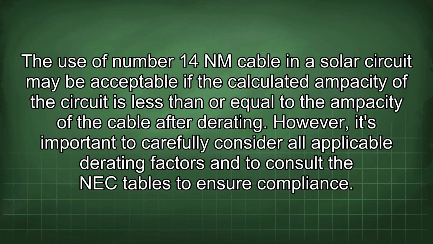The use of number 14 NM cable in a solar circuit may be acceptable if the calculated ampacity of the circuit is less than or equal to the ampacity of the cable after derating. However, it's important to carefully consider all applicable derating factors and to consult the NEC tables to ensure compliance.